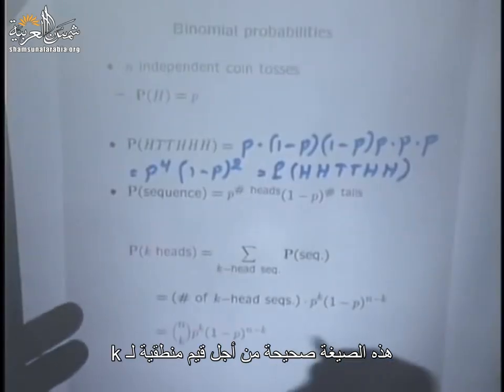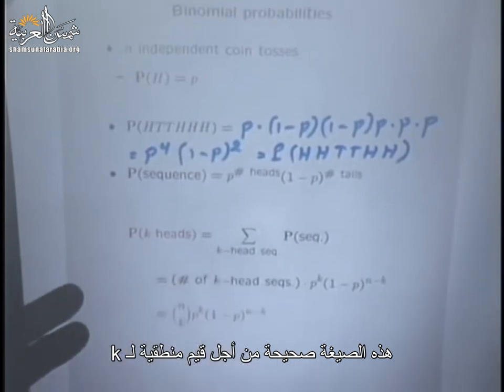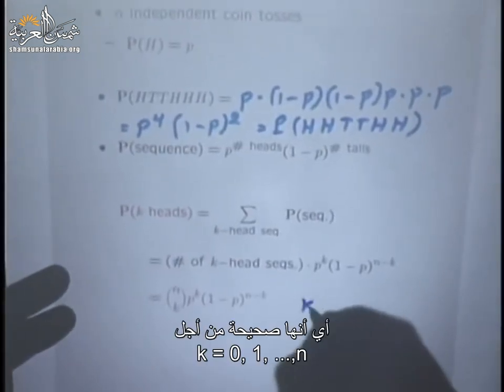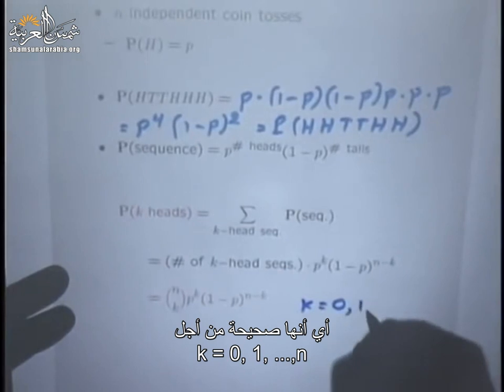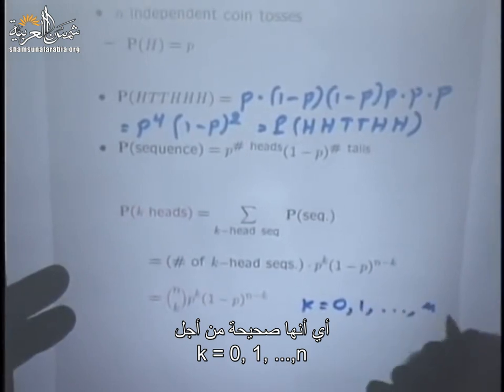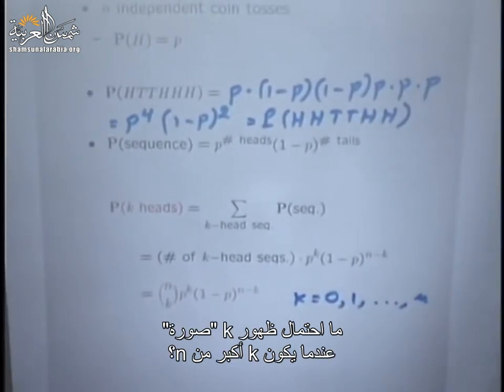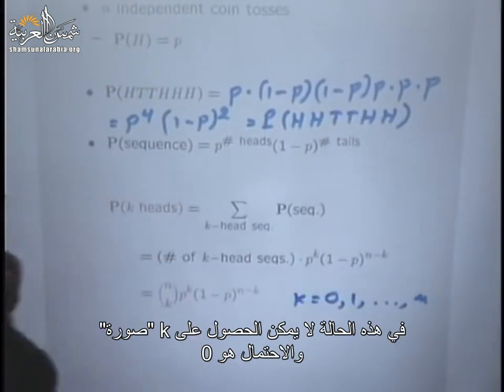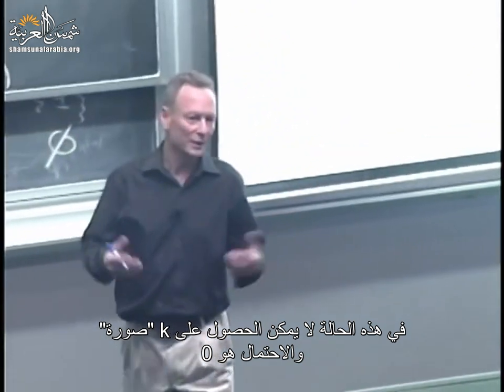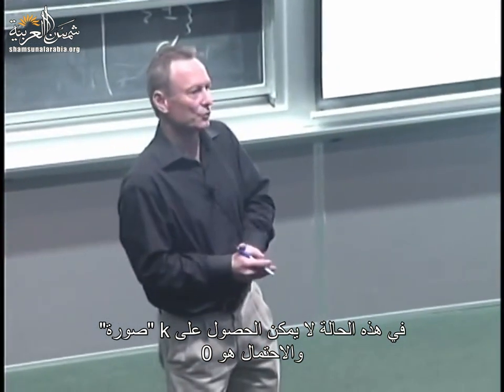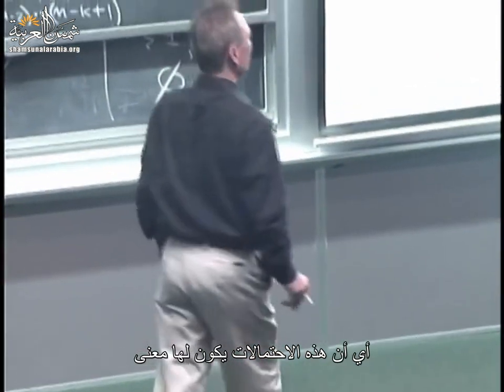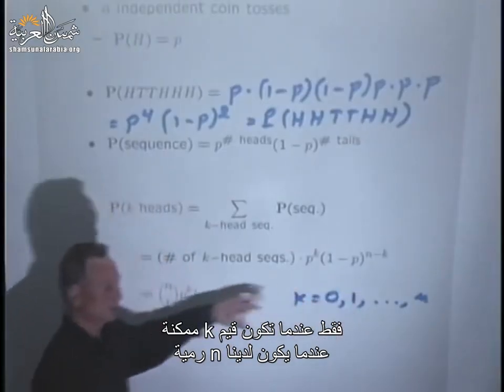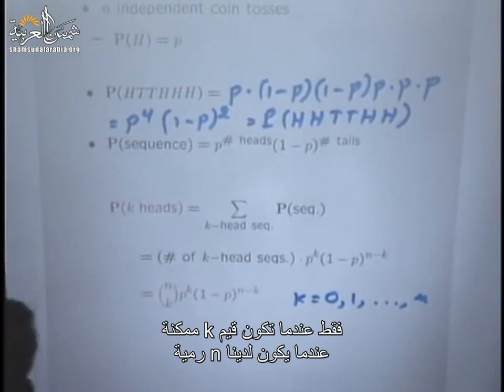This formula is correct, of course, for reasonable values of k, meaning it's correct for k equals 0, 1 up to n. If k is bigger than n, what's the probability of k heads? If k is bigger than n, there's no way to obtain k heads, so that probability is, of course, 0. So these probabilities only make sense for the numbers k that are possible, given that we have n tosses.